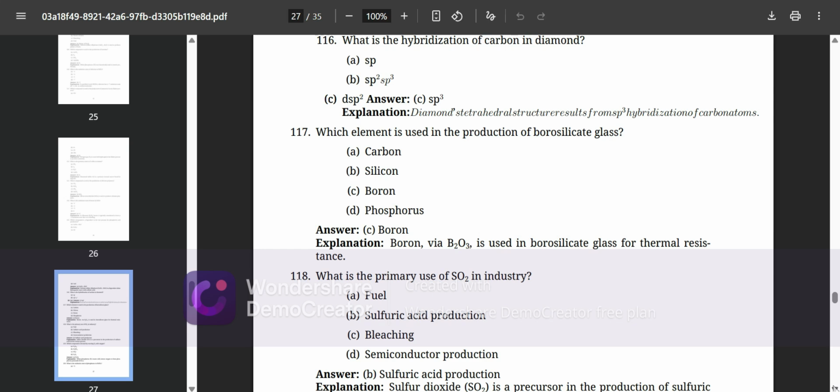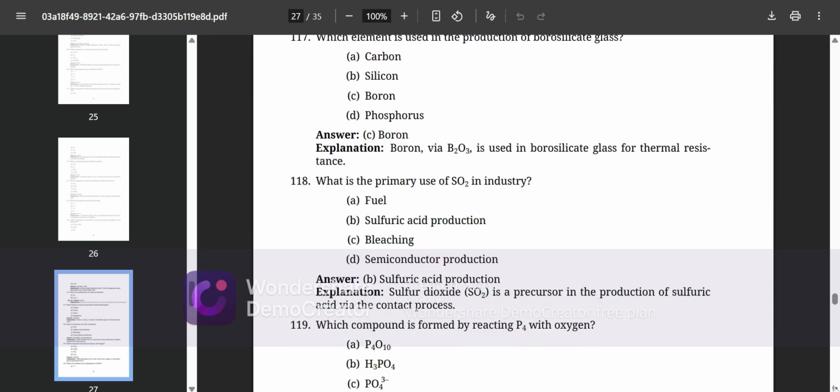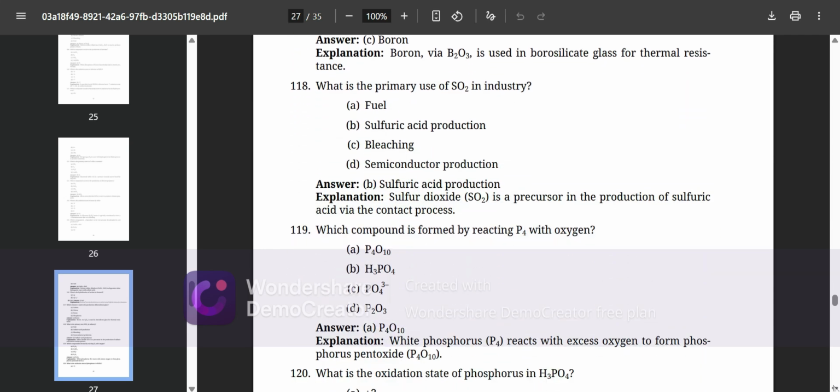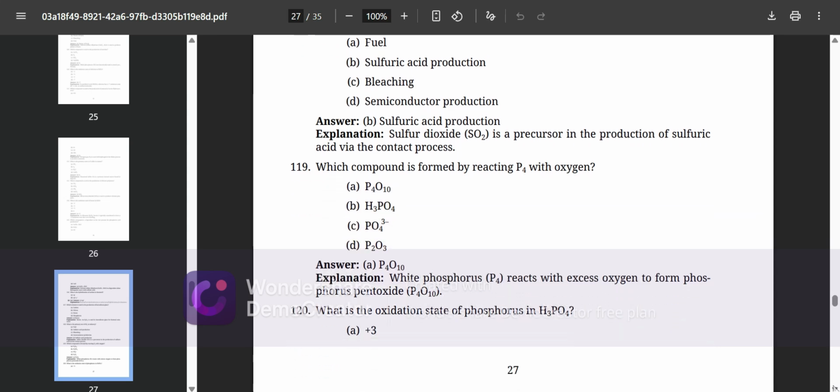Which element is used in the production of borosilicate glass? Boron, via B2O3, is used in borosilicate glass for thermal resistance. What is the primary use of SO2 in industry? Sulfuric acid production. Sulfur dioxide SO2 is a precursor in the production of sulfuric acid via the contact process.